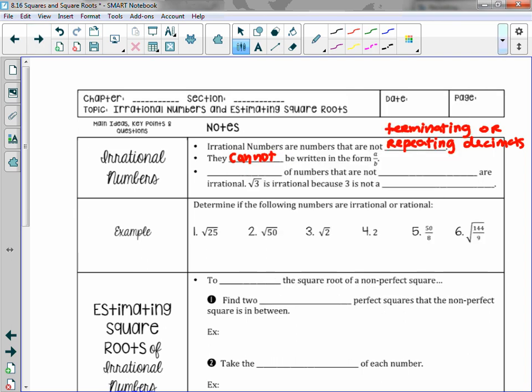So that means square roots of numbers that are not, what was that table showing us? What were they called again? Perfect squares. So square roots of numbers that are not perfect squares are irrational, because the decimals that come behind all of them cannot necessarily be predicted. So square root of 3 is irrational because 3 is not a perfect square.